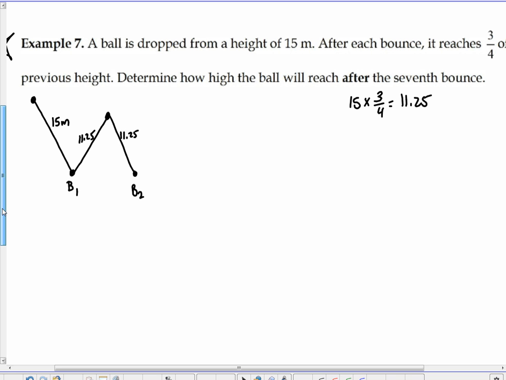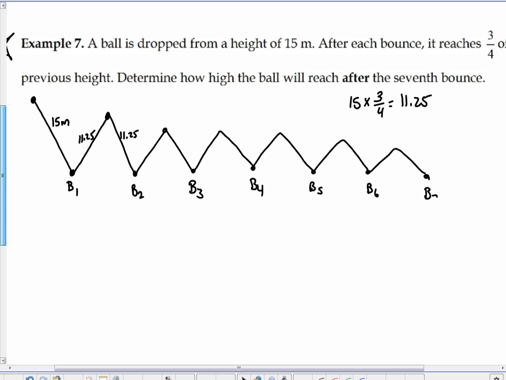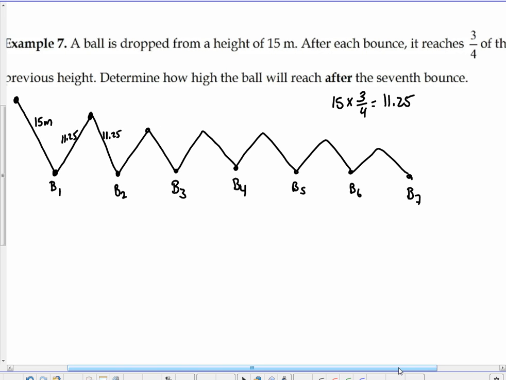Okay, so let's do this all the way, and it says after the 7th bounce. So we're going to draw at least 7 bounces, and then we'll talk about if we need to draw more. Bounce 3. Don't worry if it doesn't look like 3/4 the previous height. Just really over-exaggerate this. Bounce 5, 6, and 7. Okay, now we want to know how high the ball will reach after the 7th bounce. So that's like over here. We want to know this height. This is my unknown.